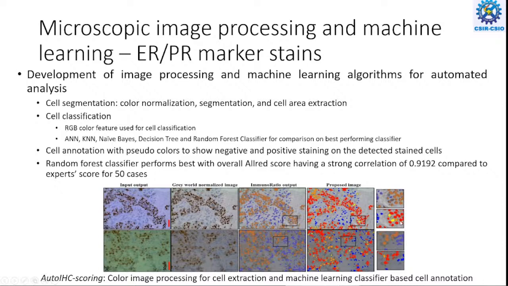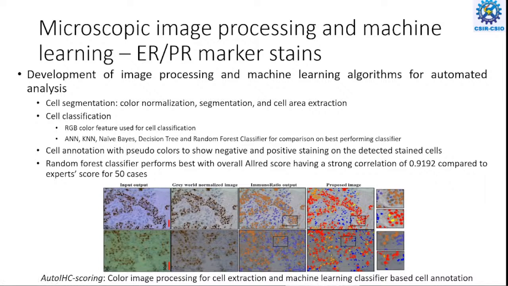And that is also compared with one other software called ImmunoRatio. And we can see that the detection of cells is quite better compared to the standard software. And also the scoring is matching with the expert score, which is having a high correlation of more than 91% for the 50 cases.